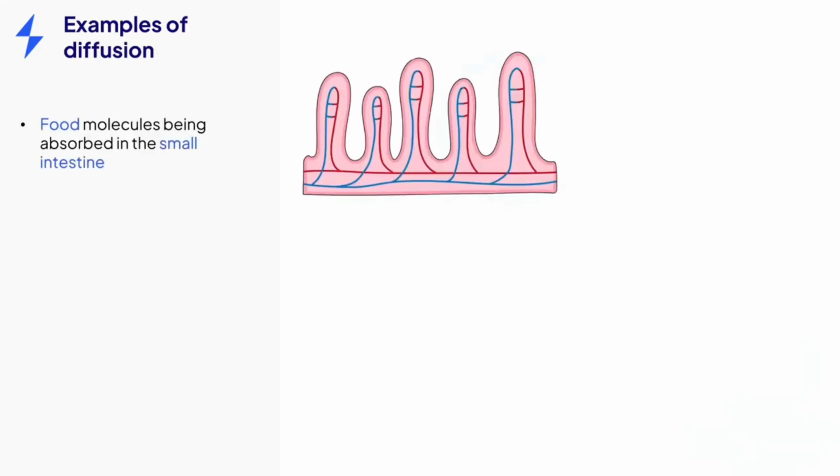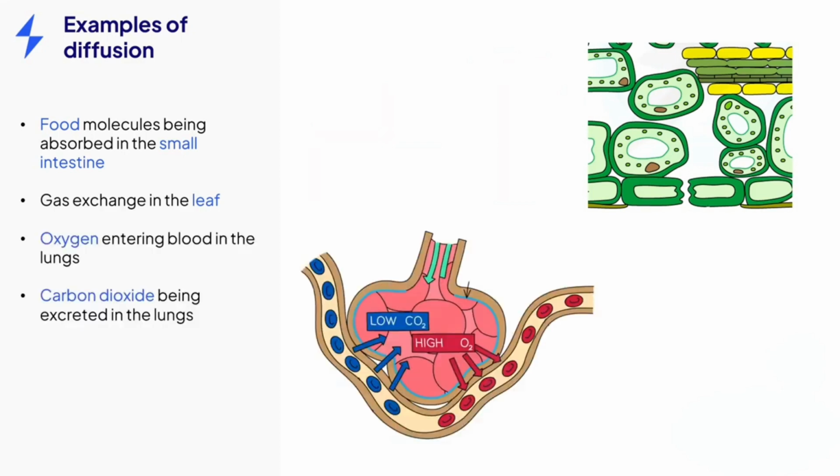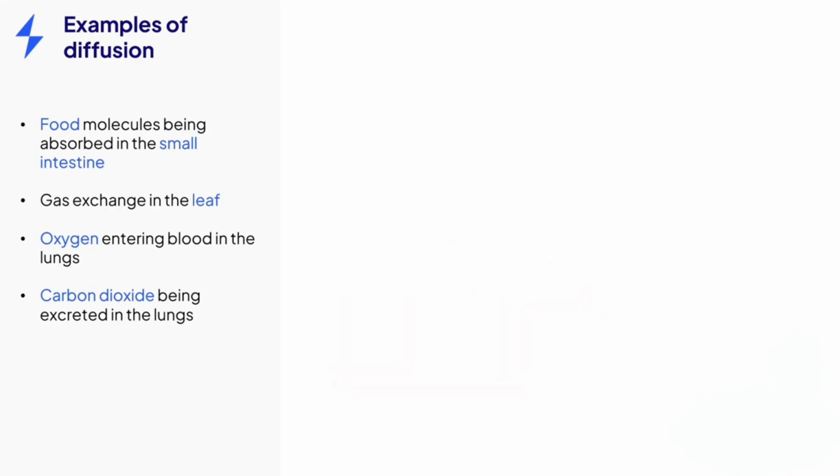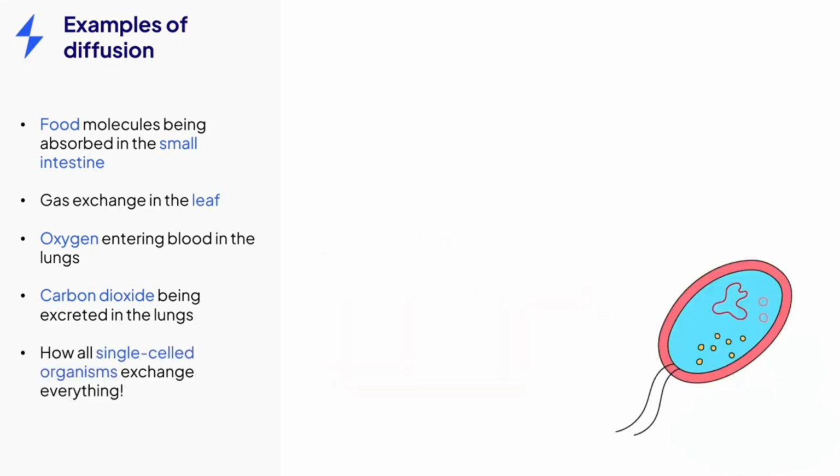Let's discuss some other examples of diffusion. Diffusion is used to absorb nutrient molecules through our small intestine into the surrounding blood. It is also how leaves exchange gases with the air during photosynthesis and respiration. Our lungs exchange gases with the air and blood too, obtaining oxygen and excreting the waste gas carbon dioxide. And as we've just discussed, single-celled organisms like this bacterium rely 100% on diffusion for all their exchanges with the environment.